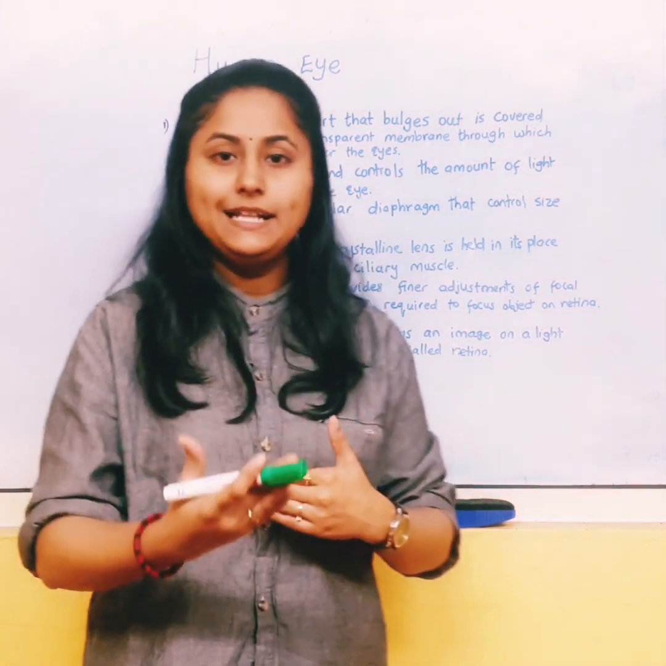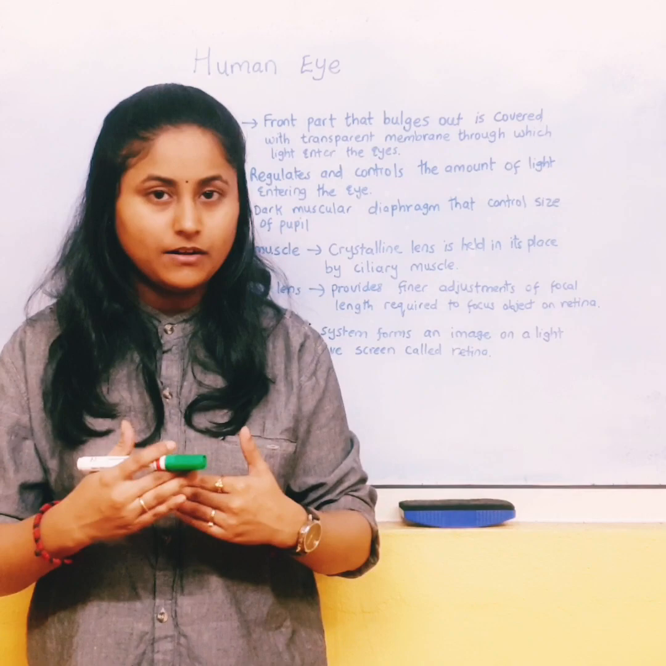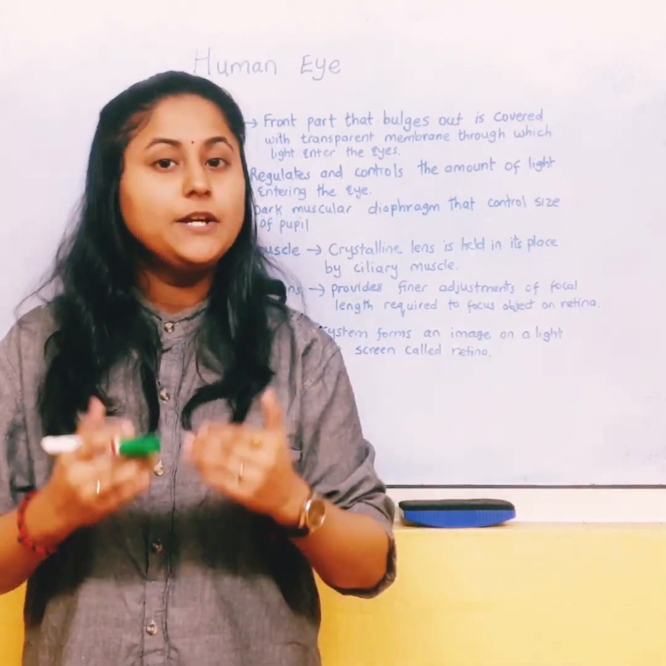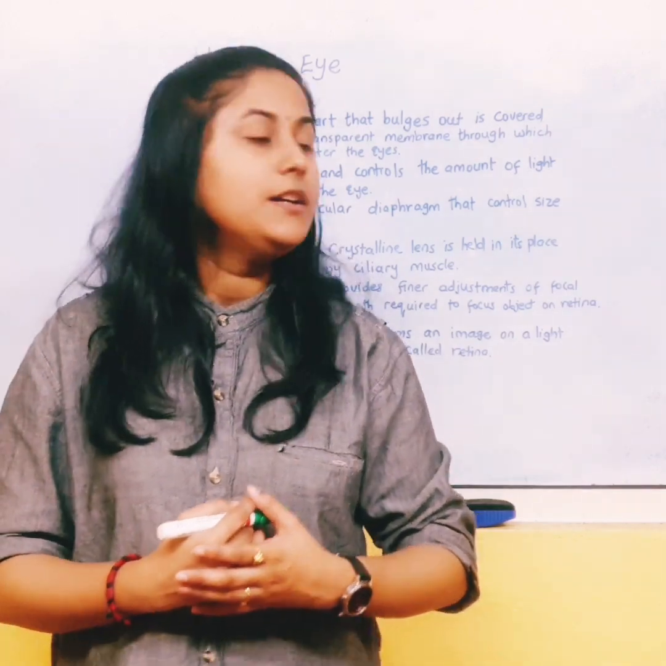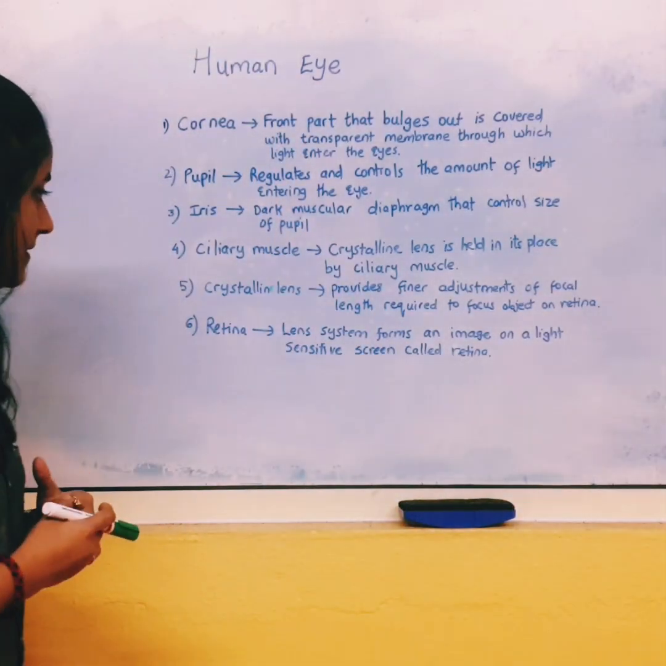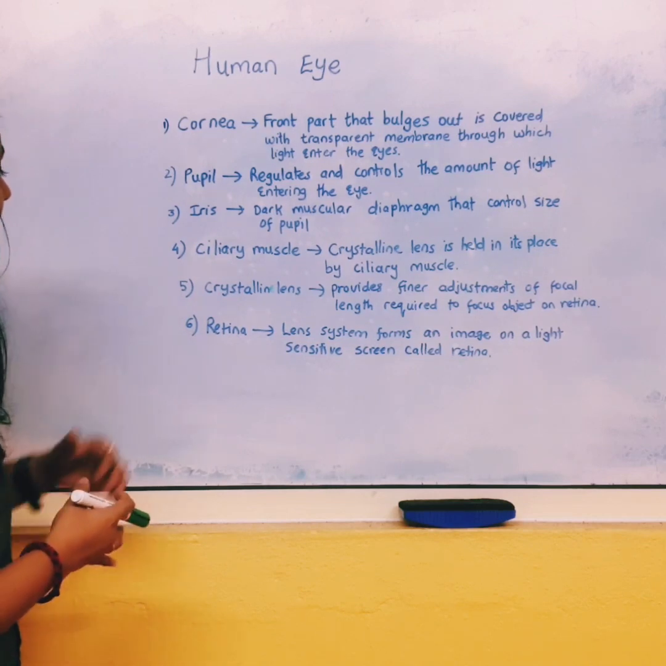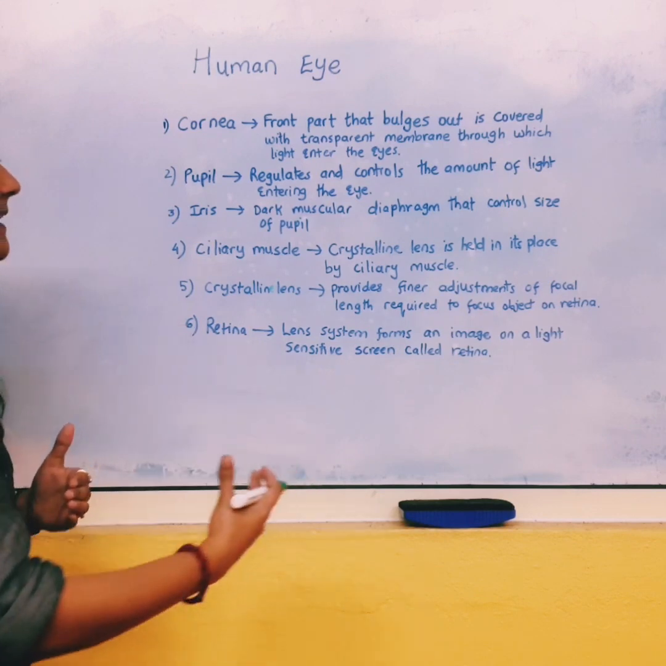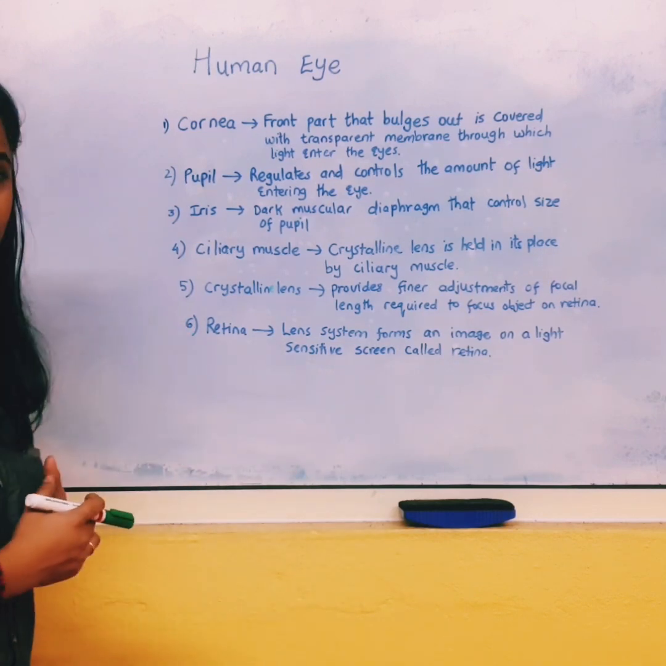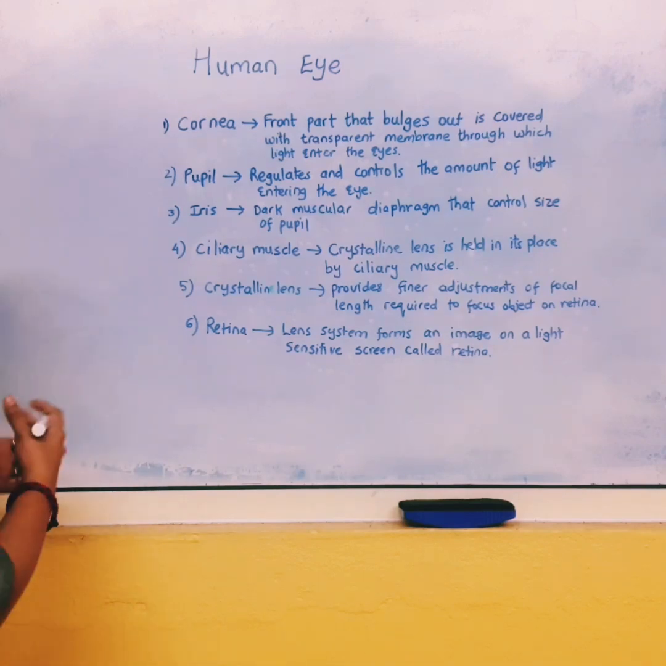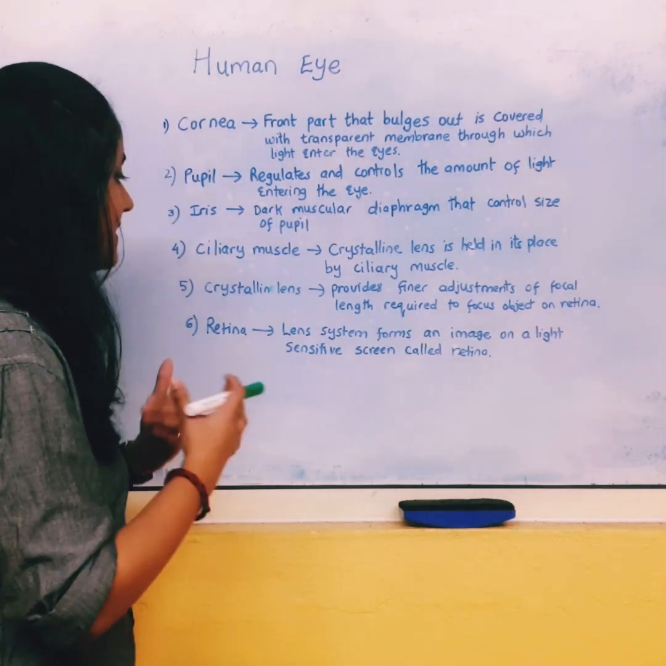Now after the crystalline lens and just before the retina, there is a space present. It also contains a liquid which is known as vitreous humor. Just like aqueous humor, here it is vitreous humor which is present. After that, there needs to be a screen present for the image to be formed, and for the human eye, the retina acts as that screen.